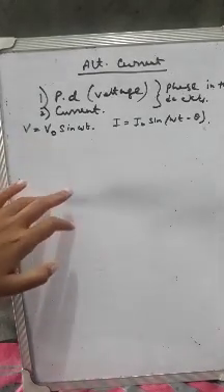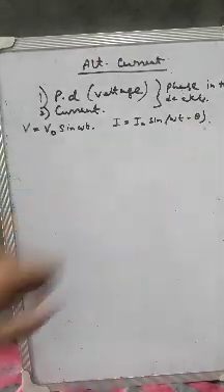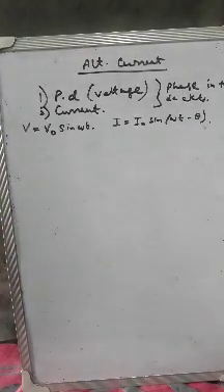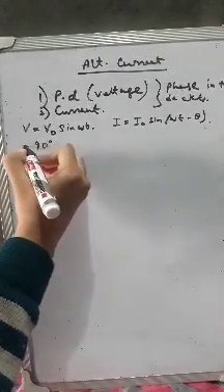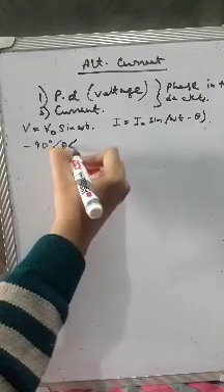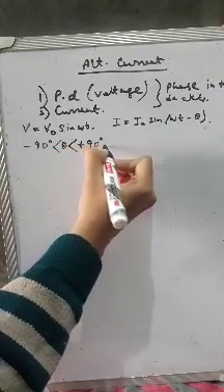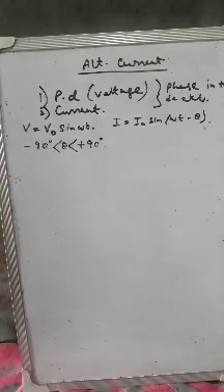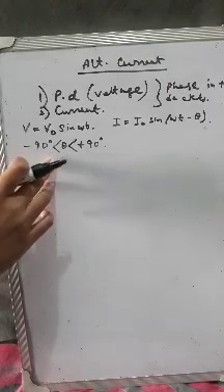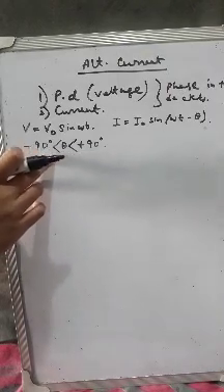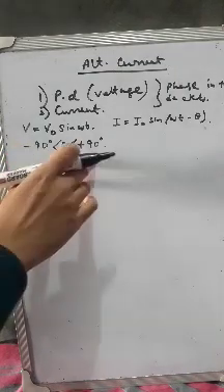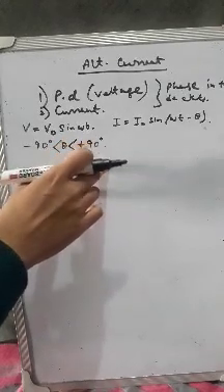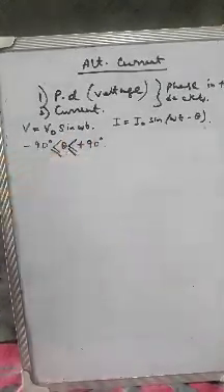This theta will always lie between minus 90 degrees and plus 90 degrees. That means theta will lie from minus 90 degrees to plus 90 degrees. Sometimes theta can be equal to minus 90 degrees, and sometimes it can also be equal to plus 90 degrees. So let's put the equal to sign also.